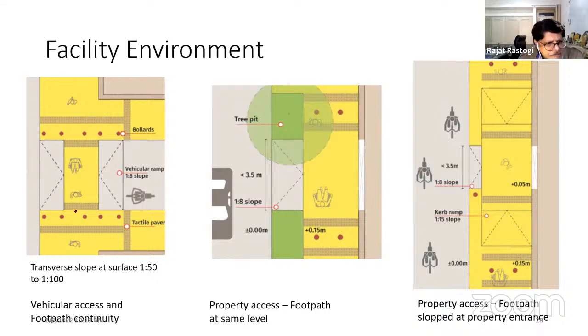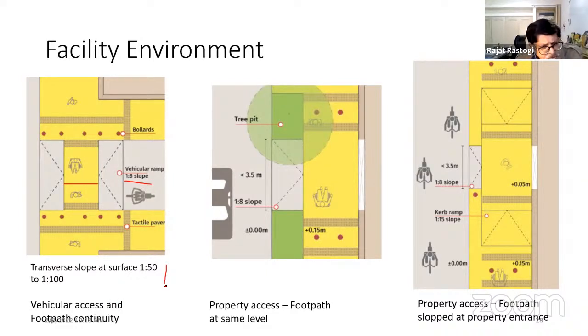Here, the connectivities are being talked about, and these connectivities, as you can see, we are talking about a vehicular ramp, which is a 1:8 slope. That's what we have looked at. But what you can see is the way the bollards and the tactile tiles have been placed here. And this is the crossing facility, which is at a certain height as compared to the carriageway. So it's usually capped at 150 mm. And then this transverse slope at the surface is being defined clearly now, which was not there previously.